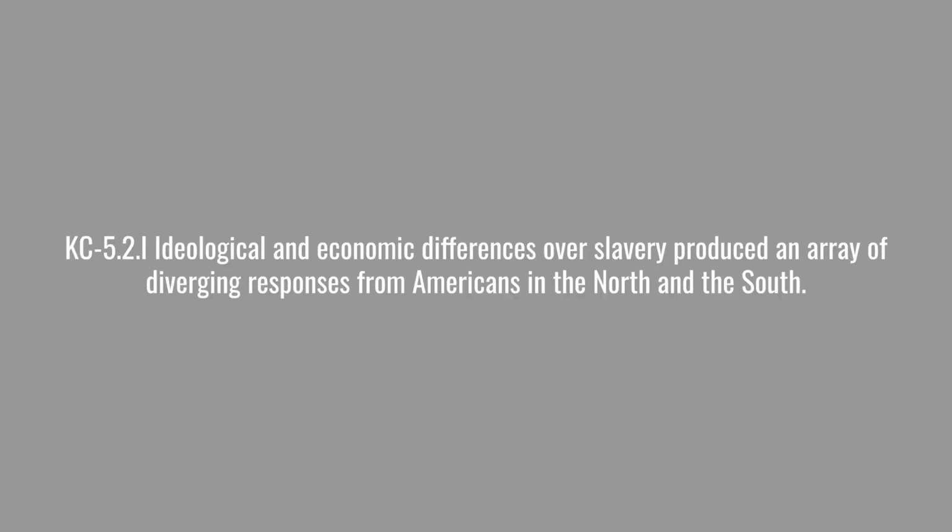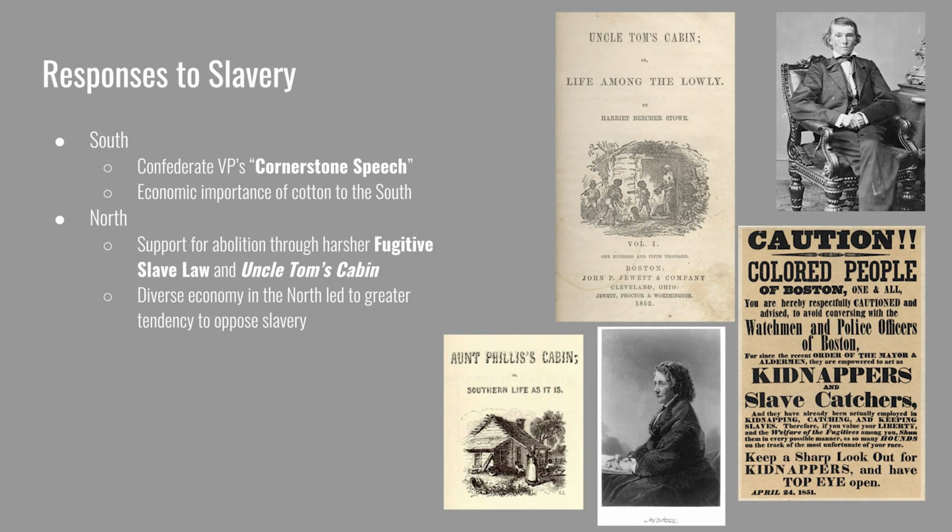The next key concept delves deeper into the slavery debate. Ideological and economic differences over slavery produced an array of diverging responses from Americans in the North and South. In the South, slavery was seen as central to the Southern society. We talked about this at the end of Period 4, and this continues into Period 5. In the early days of the Confederacy, the Vice President Alexander Stephens, seen in the top right, makes a speech that's often referred to as the Cornerstone Speech.